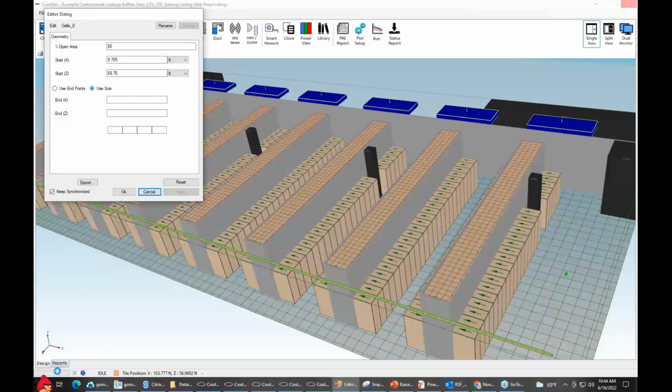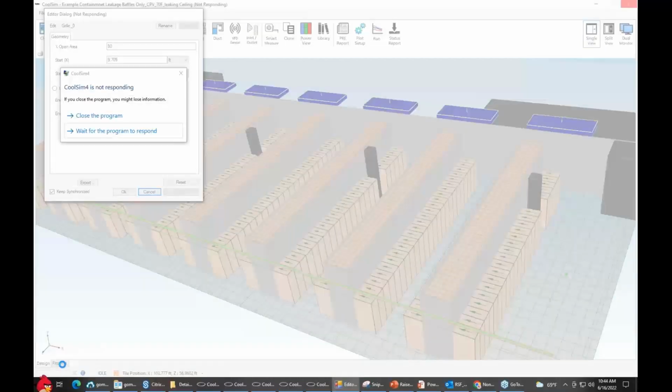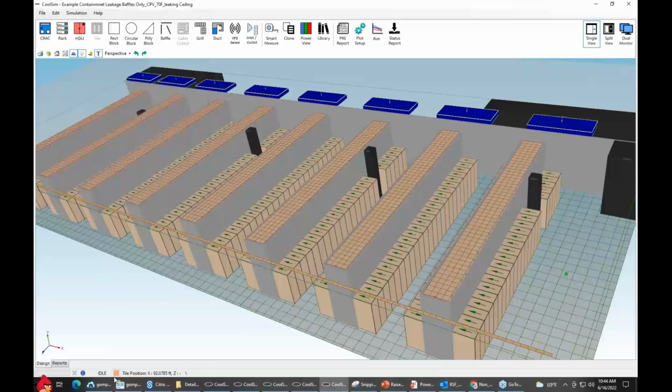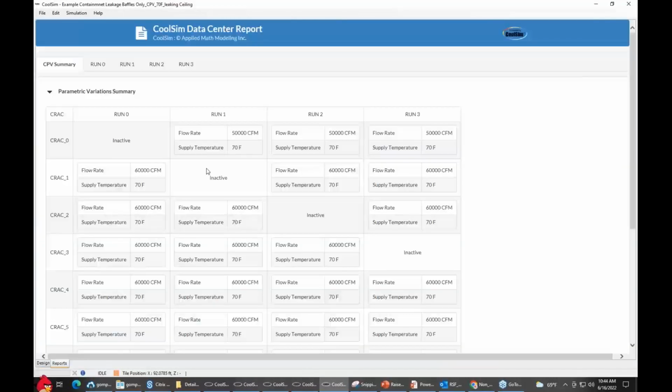So let's take a look at the results of this. And yeah, it's half an inch. It's 6 inches, but it's 150 feet long, but it's 6 inches. So let's take a look at the output. Now here I ran a study where I did a crack failure analysis. In CoolSim, you can run up to 4 variations at once. So I ran 4 variations on this.